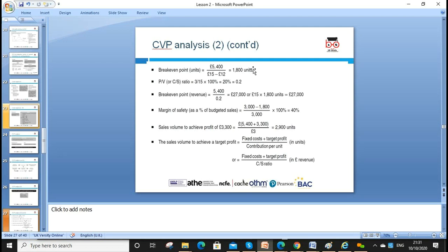Sale volume to achieve a profit is also known as target profit. So fixed cost plus target profit divided by contribution. If we sell 2900 units, we can make a profit of 3300. The sale volume to achieve the target profit is fixed cost plus target profit divided by contribution. So we can find our contribution to sales ratio, and we can find the revenue.